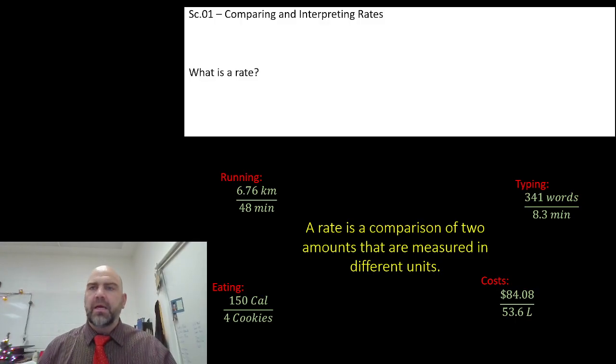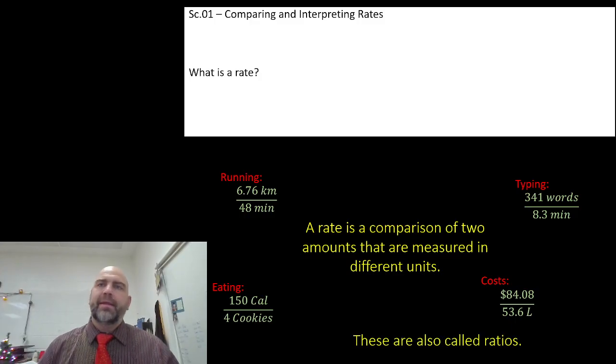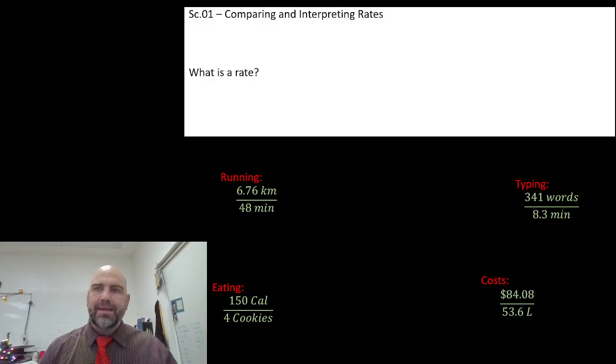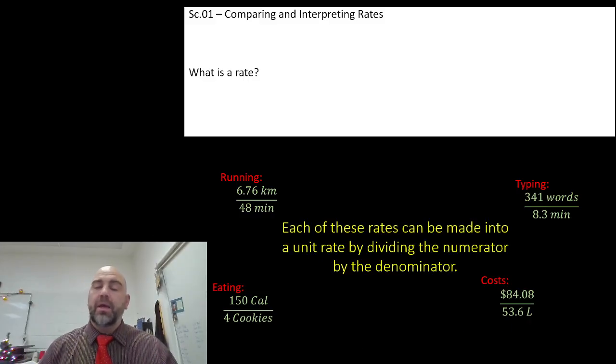These are all rates. We also call these ratios. They are a comparison of two things. Now, each of these rates can also be made into a unit rate by dividing the numerator by the denominator. So we're going to simplify these down to make things easier to understand. Instead of saying that you ran 6.76 kilometers in 48 minutes, you could say you ran 0.14 kilometers per minute. That's a speed that we might have. Instead of saying how many cookies you have, it's 37.5 calories per one cookie. That's another way to think about it.